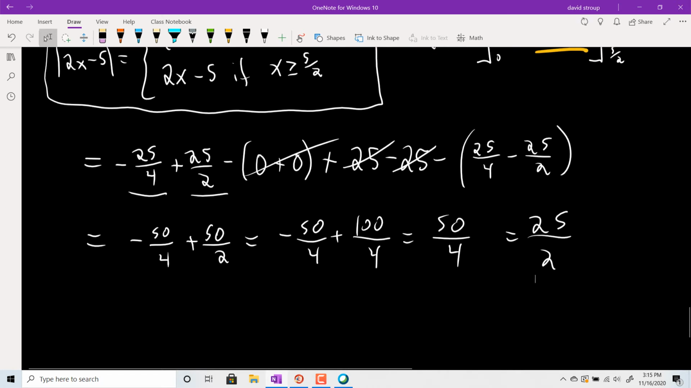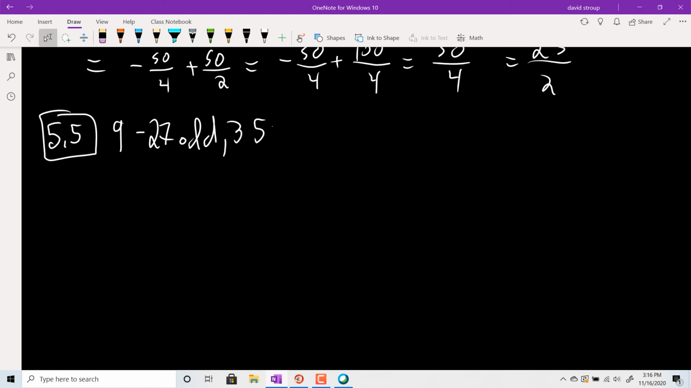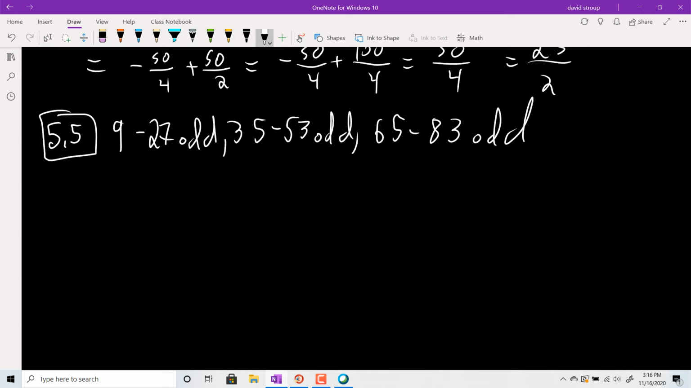Next section, then, what we got here? 5.5 was all about u substitutions, probably the most important method you learn in Calc 1 with regards to integration. So 9 to 27 odd, 35 to 53 odd, and then 65 to 83 odd. So looking at number 17 first, or well, I forgot, we don't have numbers now, just example.